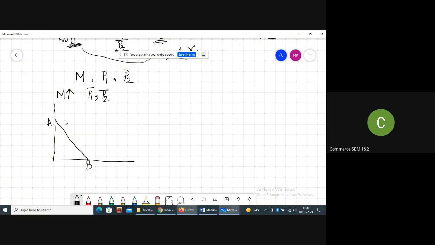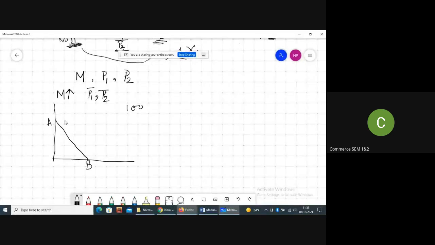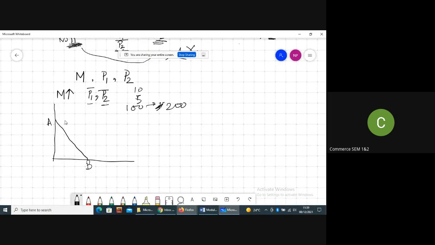I'm saying that we have initial income. Say your initial income is 100 rupees and prices are given, P1 and P2. Any price, P1 may be equal to 10, P2 equal to 5 or anything. Now only one thing is changing. Say money income increases to 200. Then how will your budget line change?